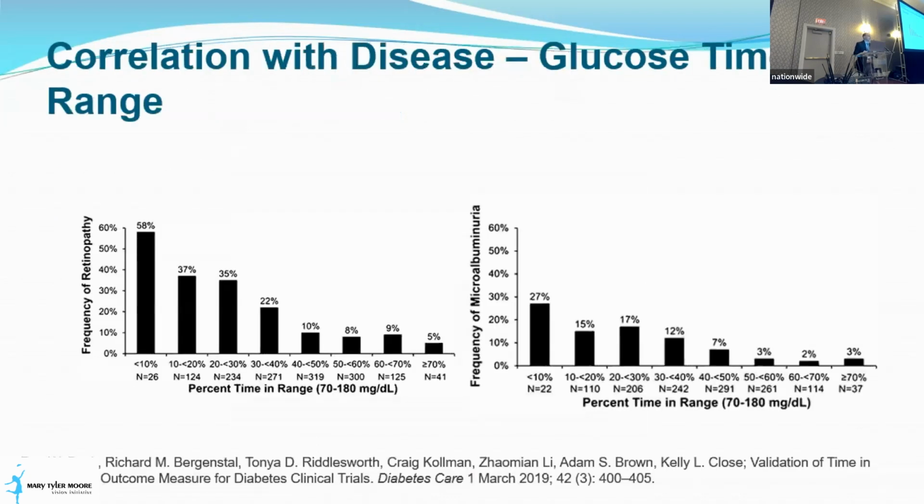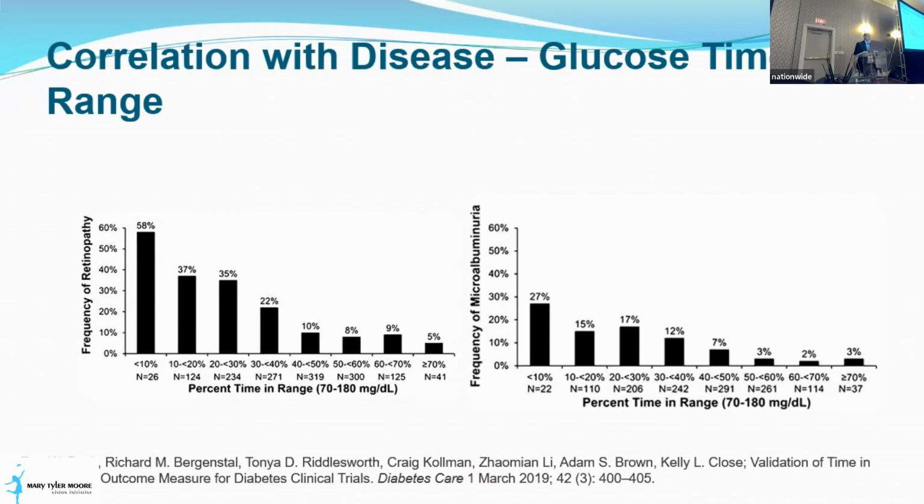Where this has been used outside of diabetic retinopathy, but within diabetes, is actually a relatively new outcome that has gained a lot of popularity: percent time in range of glucose measures. Here you can see on the x-axis the percent that an individual is in range with their glucose measurements, and on the y-axis, bad outcomes, either frequency of retinopathy or frequency of kidney disease. As you can see, as percent time in range gets lower and lower, which is obviously bad, the prevalence of each of these different diseases increases.